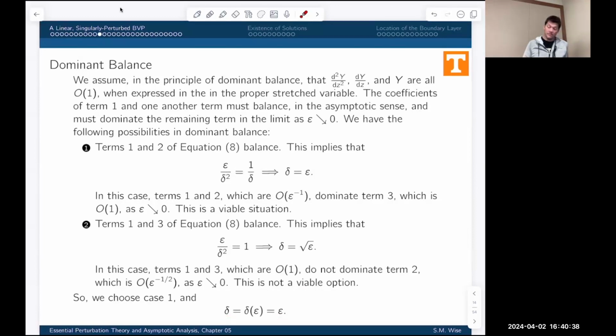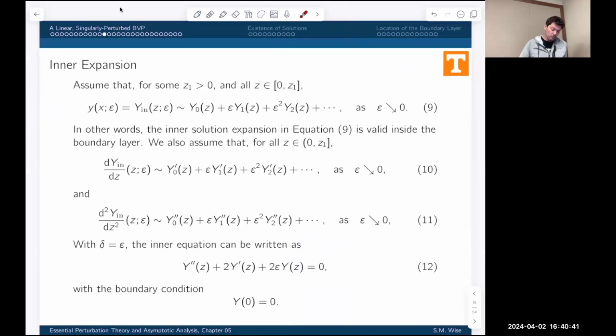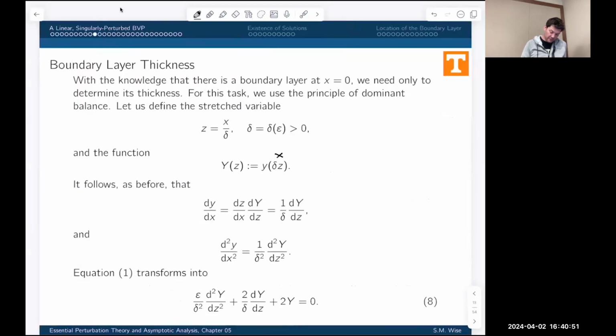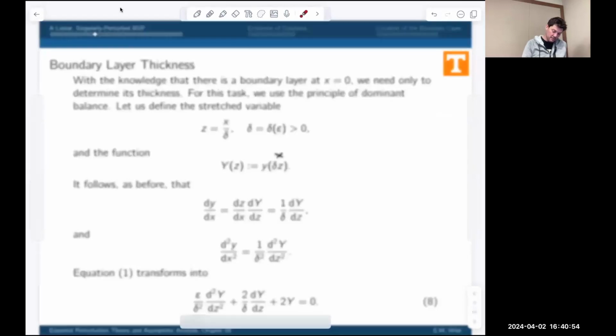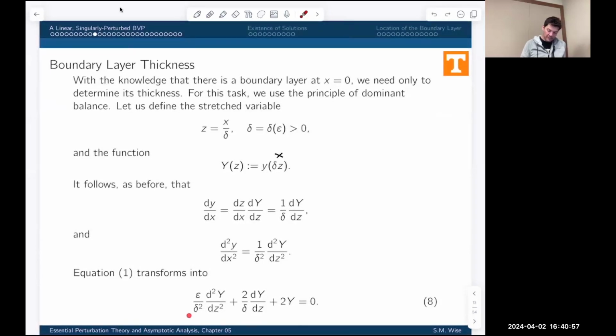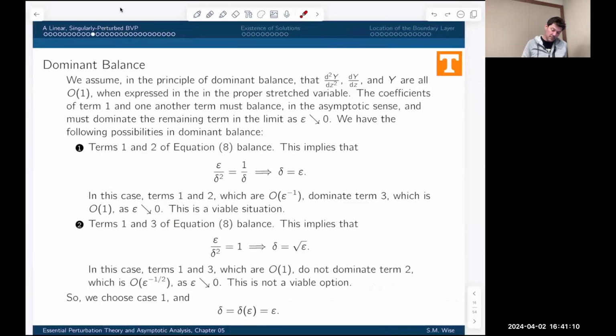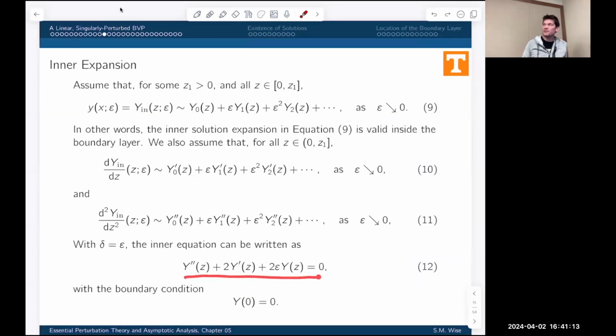That sets the thickness of the boundary layer. And furthermore, it sets the equation. So the new equation is going to be something like this: 1 over epsilon here, 1 over epsilon here, 1 over epsilon here, and then order 1 here. Okay, so I'm going to take that 1 over epsilon, and I'm just going to multiply the whole equation through by epsilon, because I'm allowed to do that, that doesn't change anything. So if I multiply through by epsilon, this is the equation that I'm getting in the inner solution region now.